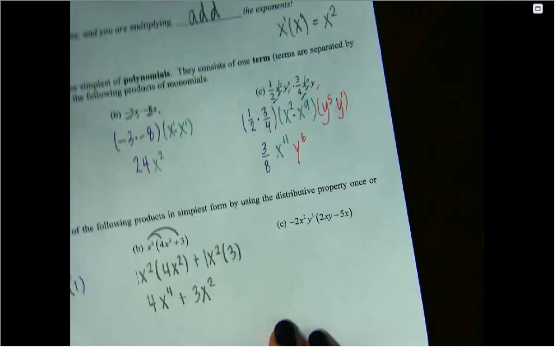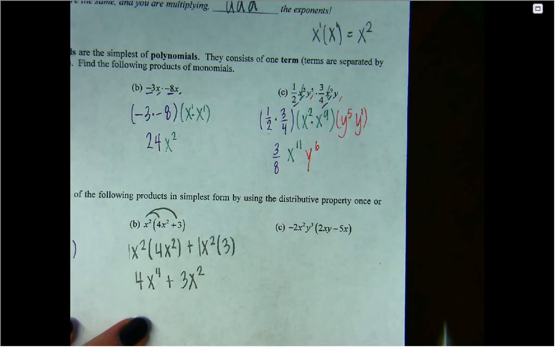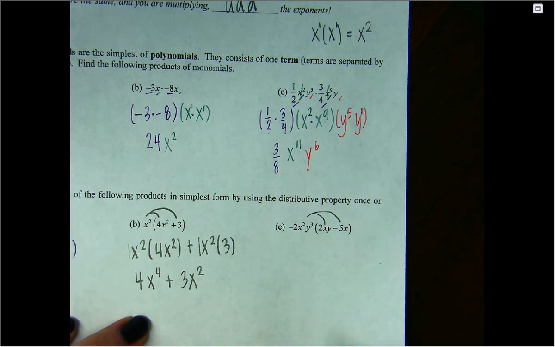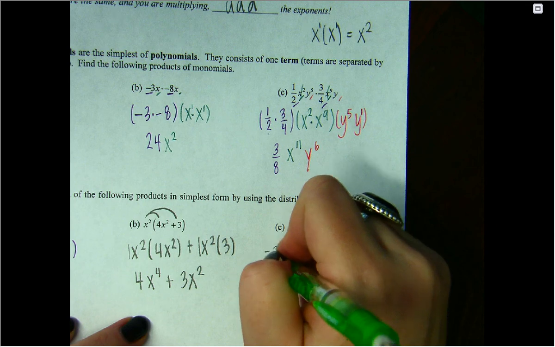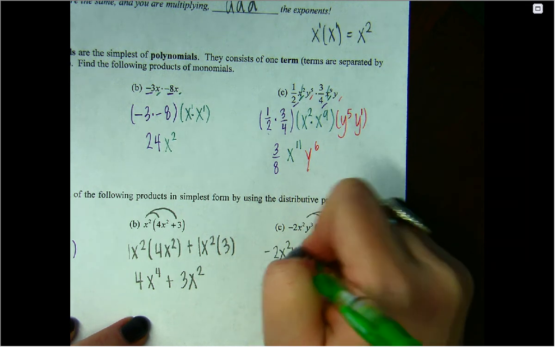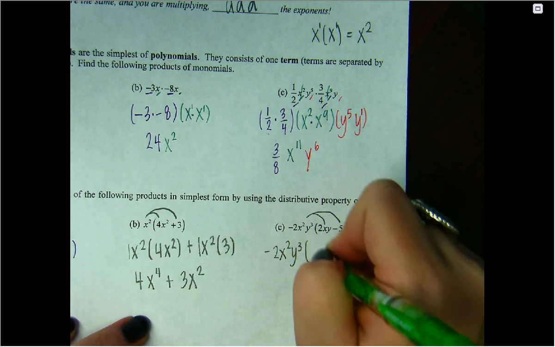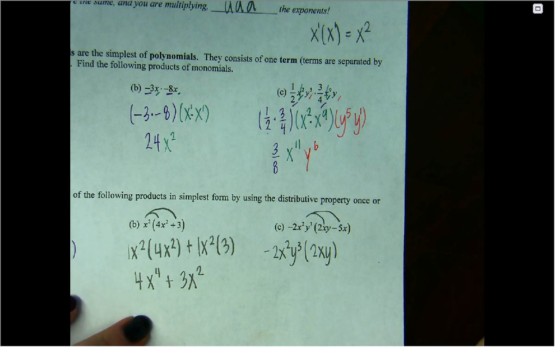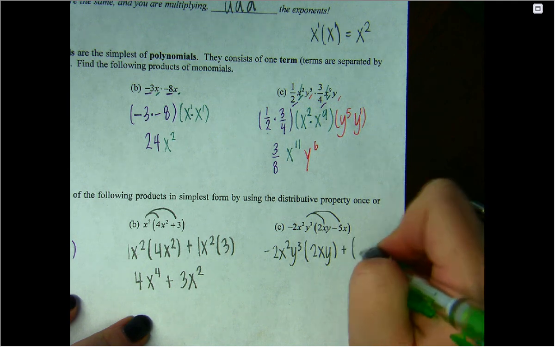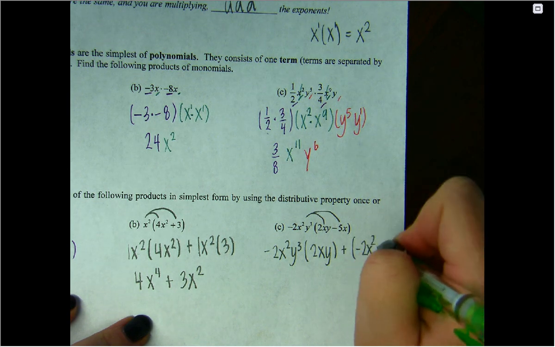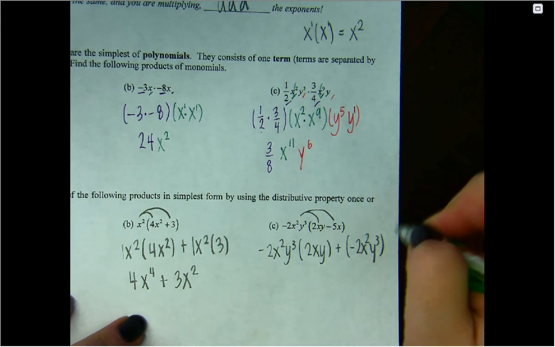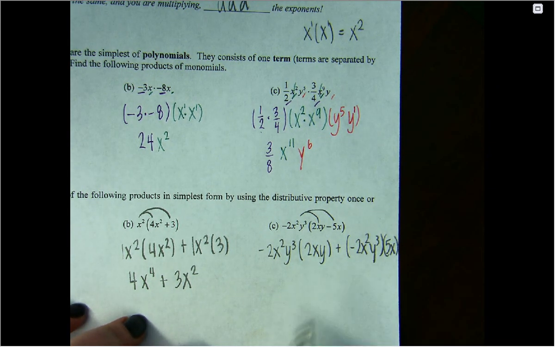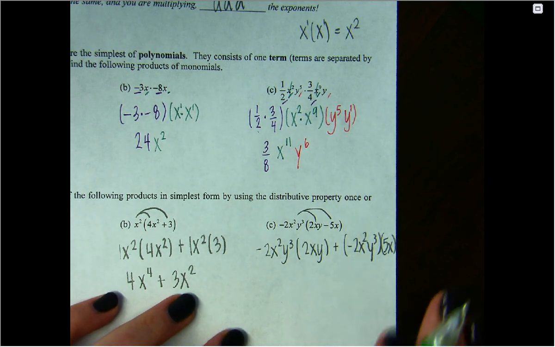Okay, and then the last one is a little bit of a doozy, but no different than what we did up here. I have negative 2x squared y cubed times 2xy. I'm going to say plus negative 2x squared y cubed, oh no, I'm going to squeeze it in here, 5x. Now let's deal with the numbers and the letters separately.